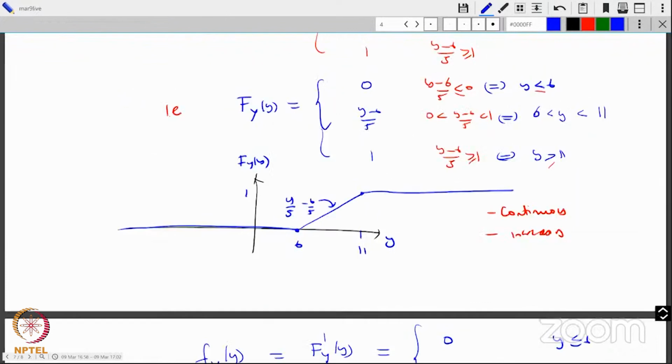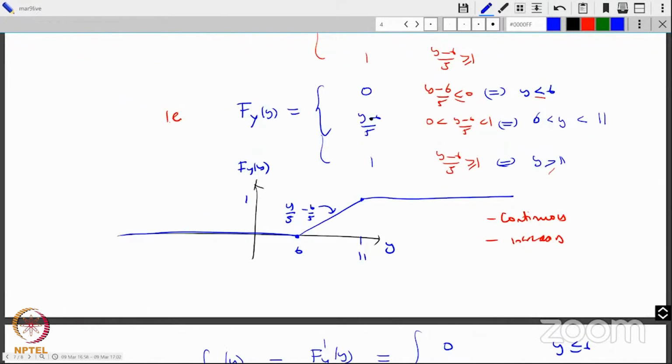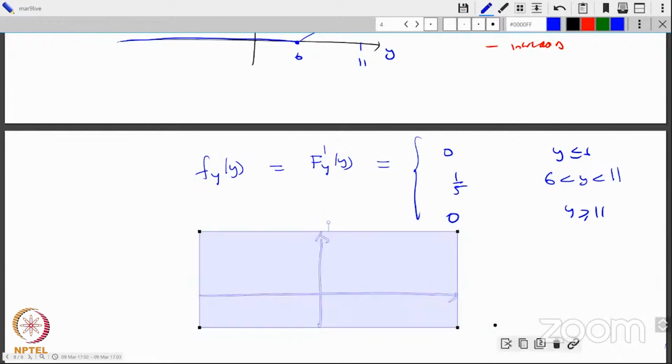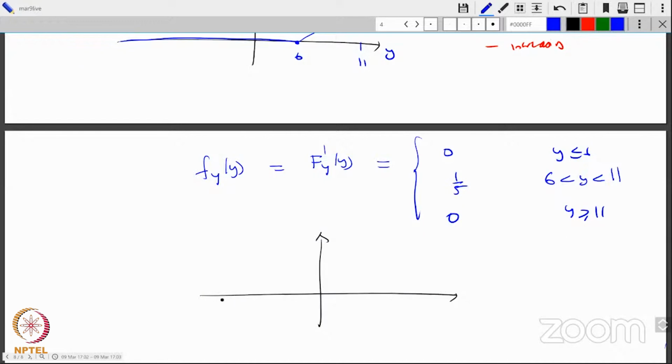And what happens in between? In between, the derivative of this is 1 by 5 times 1, and the other is a constant. So it's going to be 1 by 5 for 6 less than y less than 11. So the density function of Y looks like 0 till the value 6, 0 after the value 11, and between these it's 1 over 5.